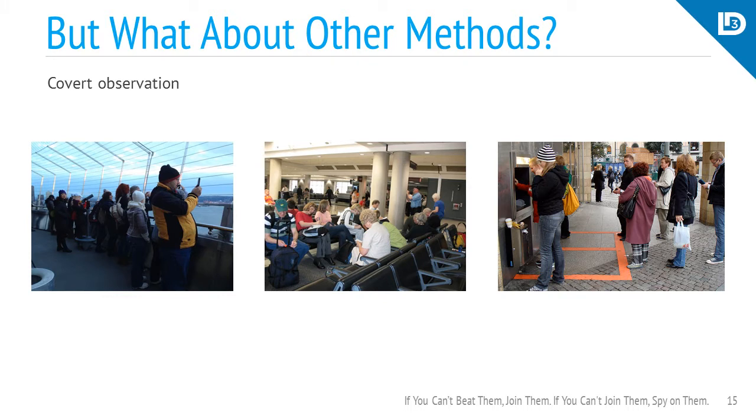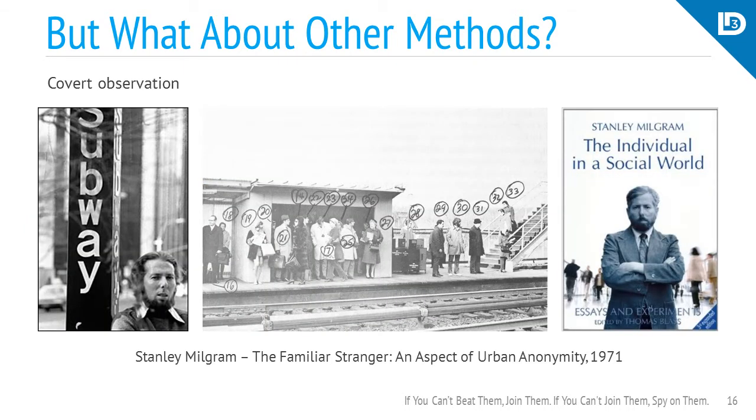Covert observation involves observing people without their knowledge, in public places, and the goal is really to see what people naturally do when they don't know they're being observed. One famous example of this is the psychologist Stanley Milgram. He observed people in New York at subway stations and train stations in the late 60s and early 70s to see what they did while they were waiting in line and whether they interacted with other people.